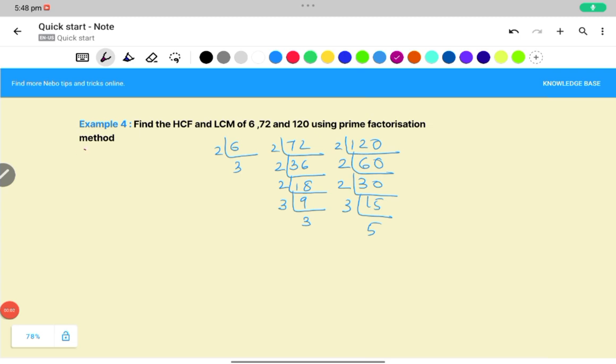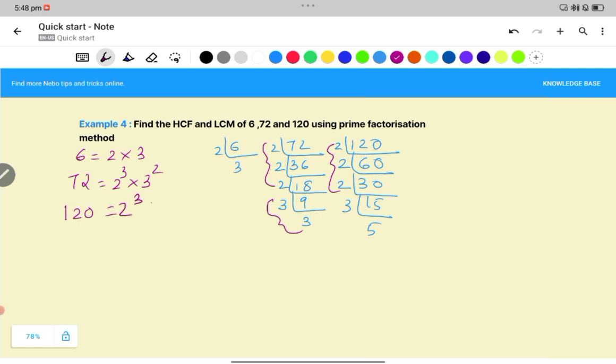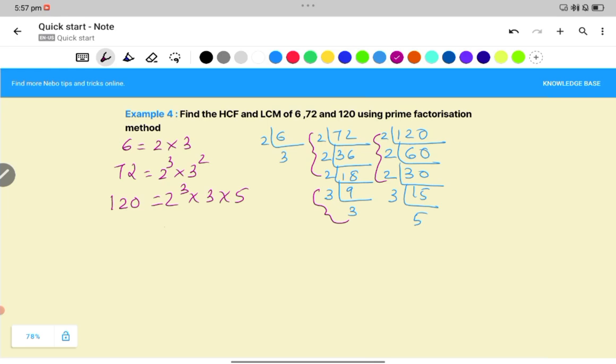Prime factorization of 6 is equal to 2 into 3. Prime factorization of 72 is equal to 2 cube into 3 square. Prime factorization of 120 is equal to 2 cube into 3 into 5. For finding HCF, we have to identify the common primes. Here the common primes are 2 and 3.